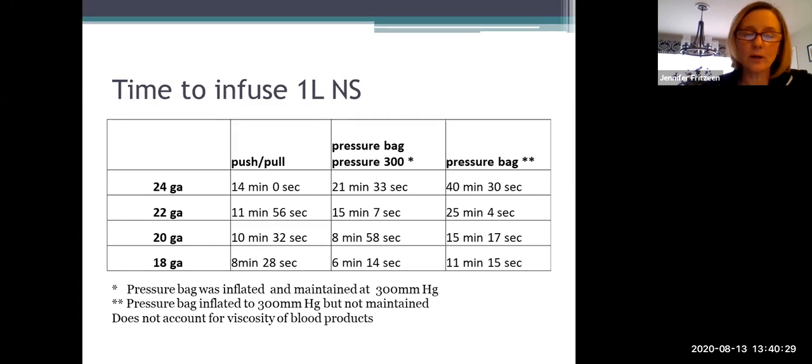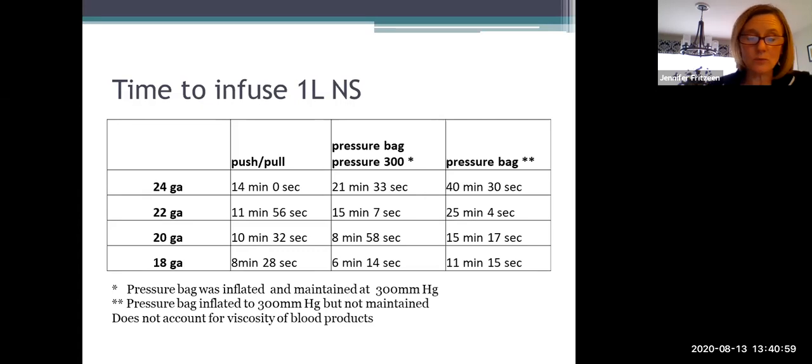And you can see through a 24 gauge IV, we're not able to give volume very fast at all. The fastest way to give volume through a 24 gauge is by push-pull. We can give a liter in 14 minutes. And if I give it through a pressure bag and I forget to keep it pumped up, it's over 40 minutes. Now, if we go all the way down, you can see the 18 gauge push-pull. I can push-pull in 8 minutes and 28 seconds. But if I have a pressure bag and I keep it pumped up, now we are able to give it in 6 minutes and 14 seconds.